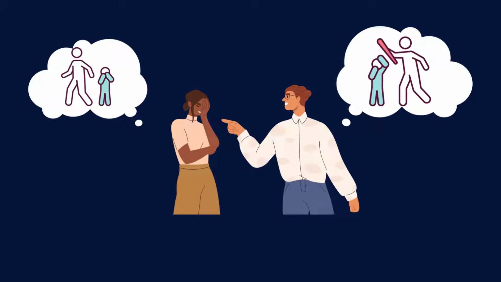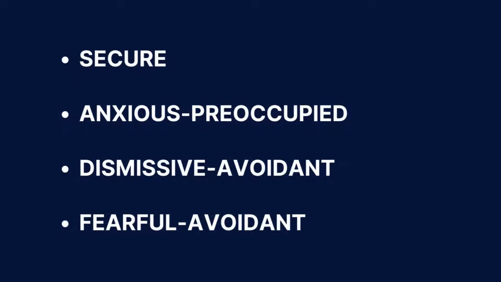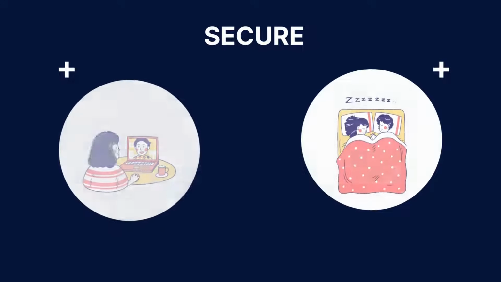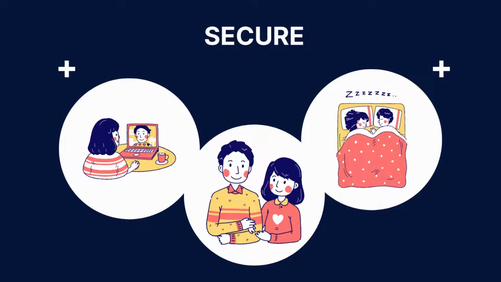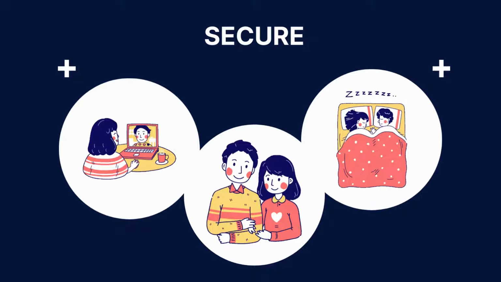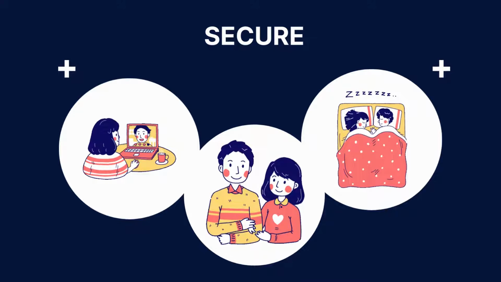These attachment styles can be categorized as secure, anxious preoccupied, dismissive avoidant, or fearful avoidant. Secure attachment style is when an individual tends to have positive expectations about relationships, feels comfortable with intimacy and closeness, and is able to regulate their emotions in relationships.